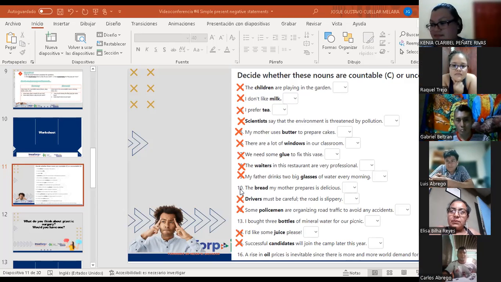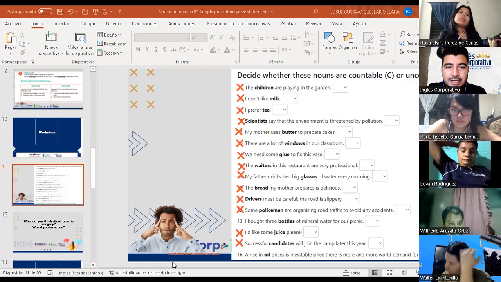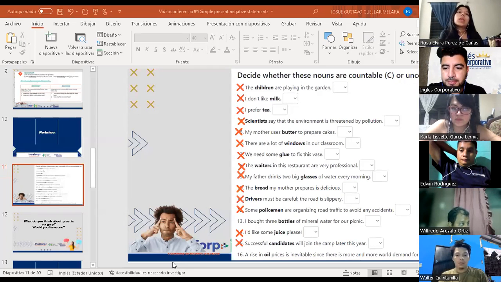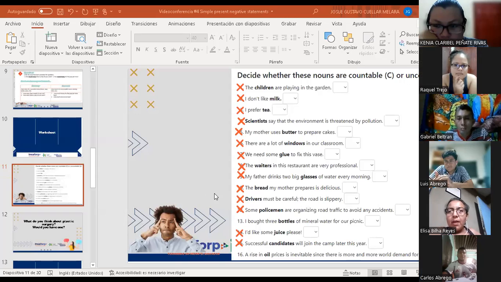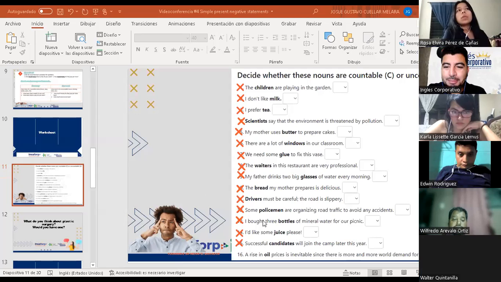Ten. The bread, my mother prepared in the kitchen. Countable. Okay, yes, countable. Elisa and then Carito. About 3 bottles of mineral water for all. Countable. Y aquí te da la pista. 3 bottles. Okay, yes, that's it.